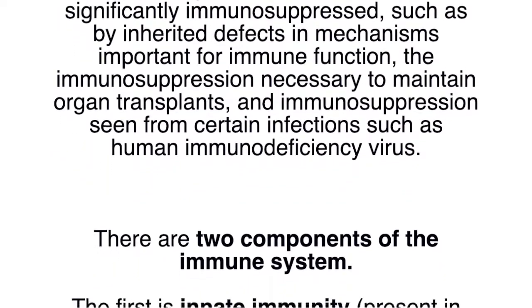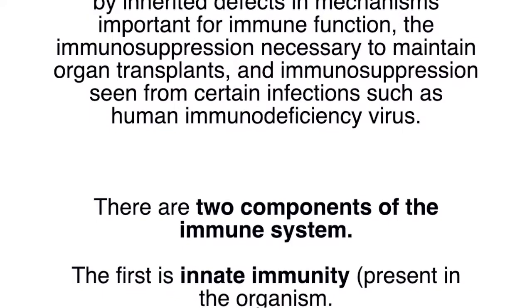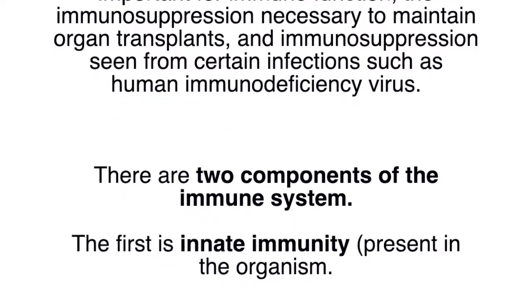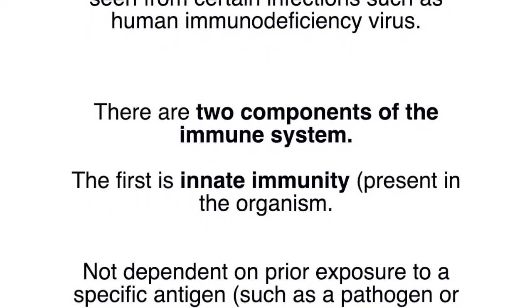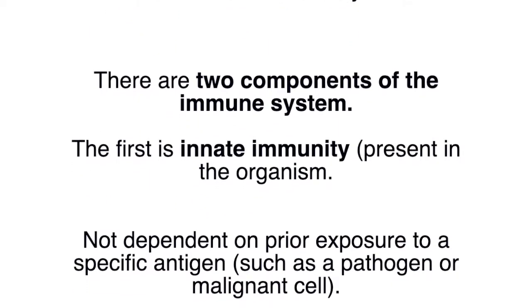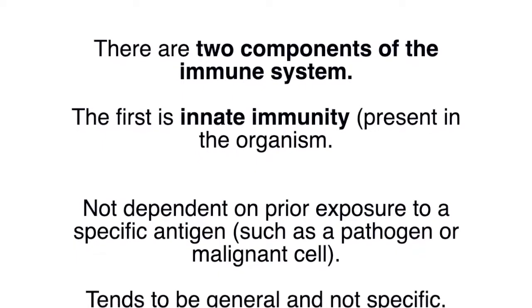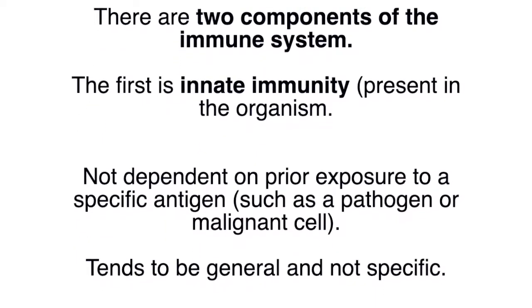There are two components of the immune system. The first is innate immunity present in the organism, not dependent on prior exposure to a specific antigen, such as a pathogen or malignant cell. It tends to be general and not specific.